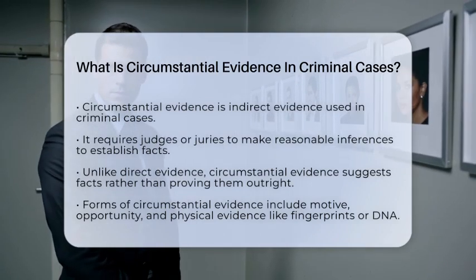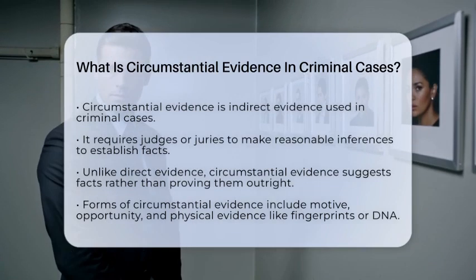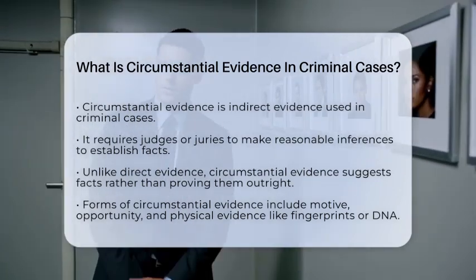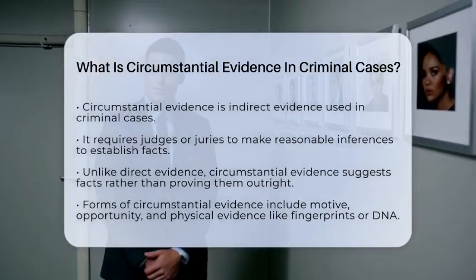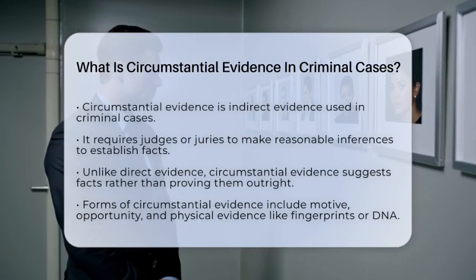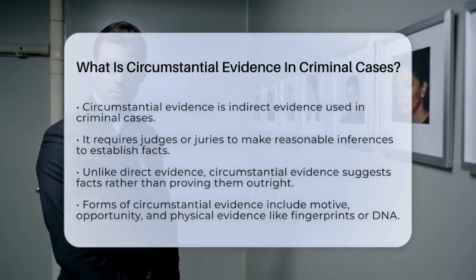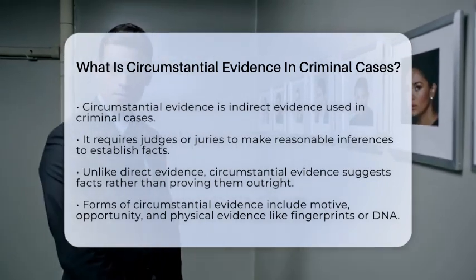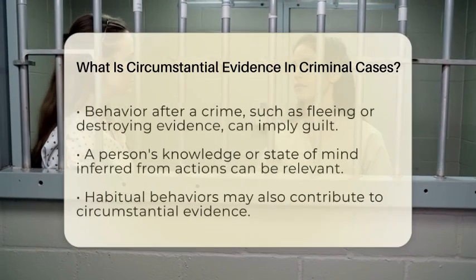relevant to the case. Unlike direct evidence, which provides clear proof, circumstantial evidence suggests a fact through a series of connections rather than outright proving it. In criminal cases, circumstantial evidence can take many forms. For instance, if someone had a motive or showed hostility toward the victim, that can be a piece of circumstantial evidence. Additionally, if the accused had the opportunity to commit the crime, that can also suggest guilt.